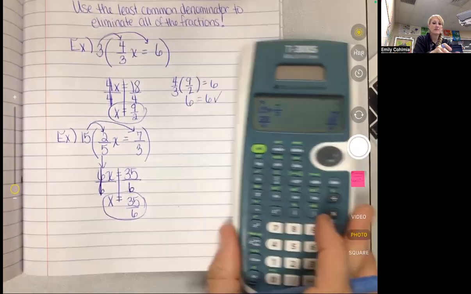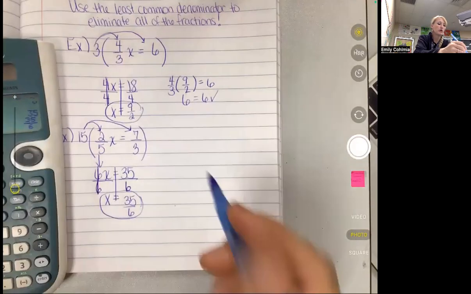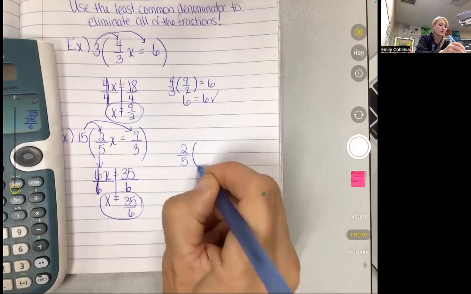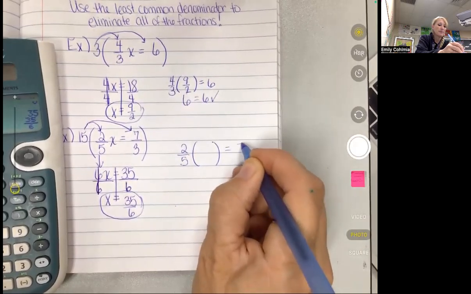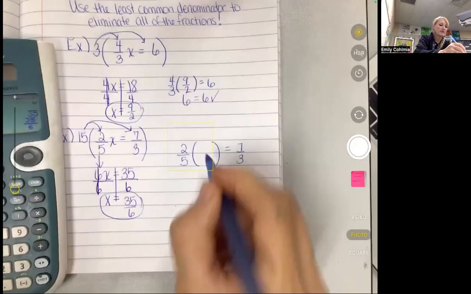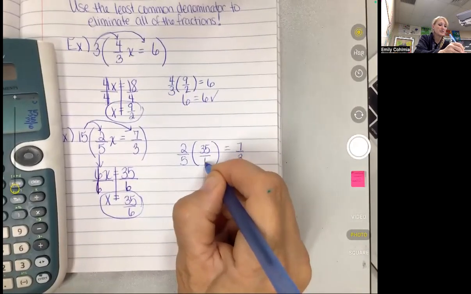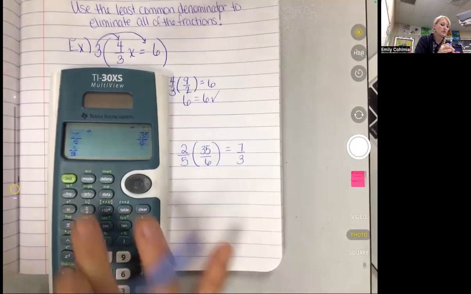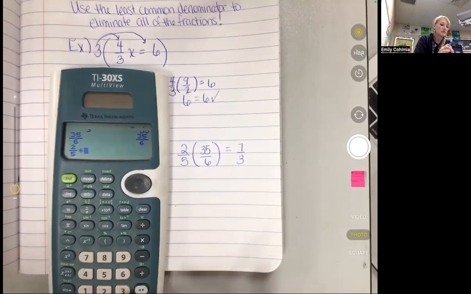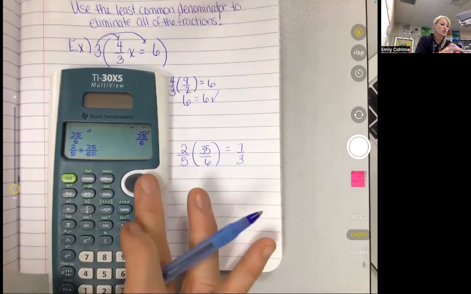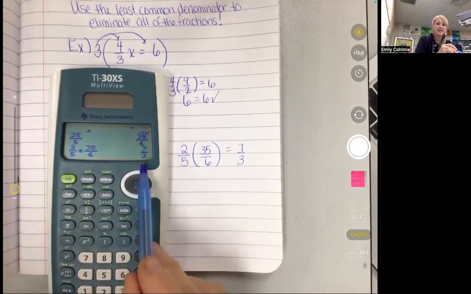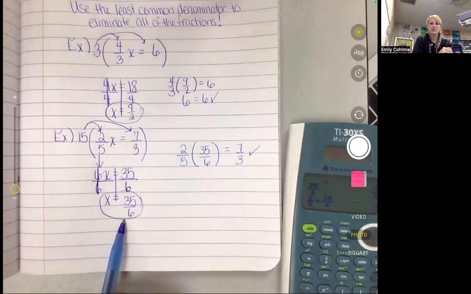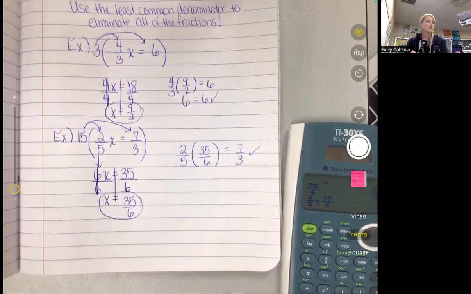So I'm going to check it just to make sure. I want that insurance policy to make sure I'm correct. I'm going to go back to my original problem, my 2 over 5. I'm going to take out the x, replace it with parentheses, equals 7 over 3. So my 35 over 6 should go in my parentheses. And I'm going to work this problem out by putting it in my calculator. So 2 over 5 times 35 over 6 should equal 7 over 3. And it does. So I know that it checks, and I know that my answer is correct. So that's how you kill the fraction.